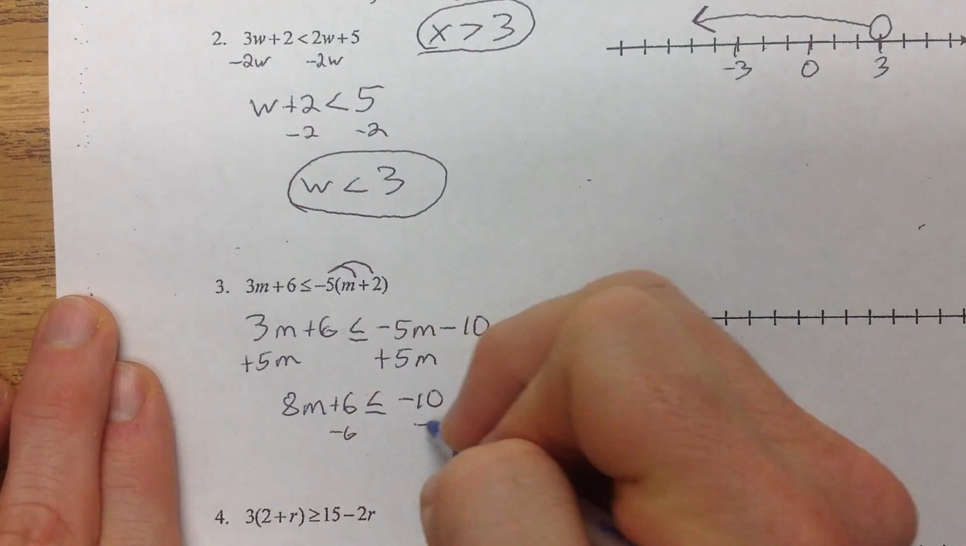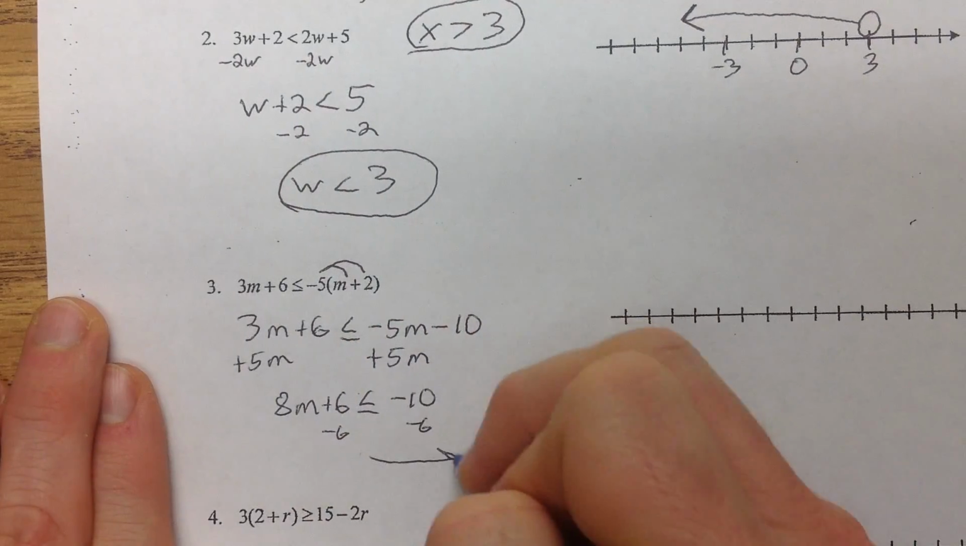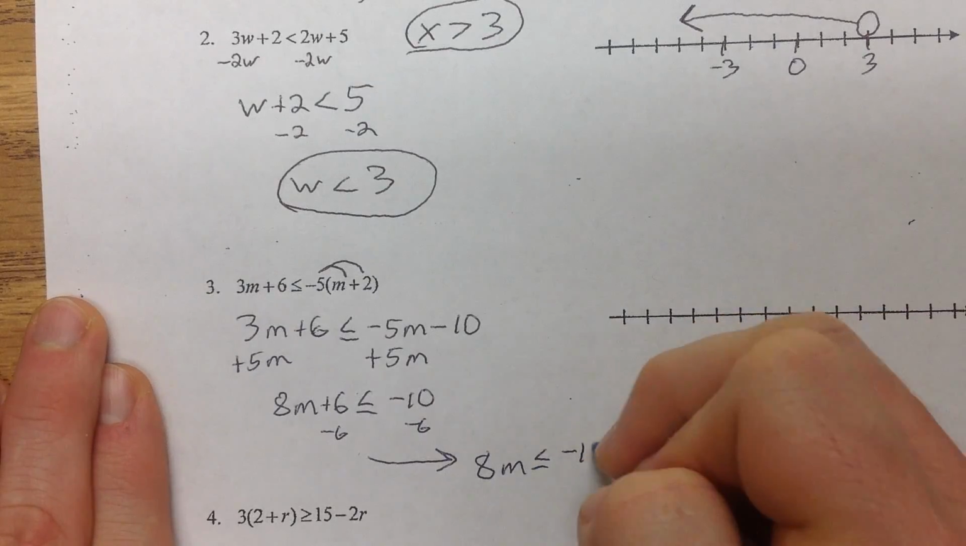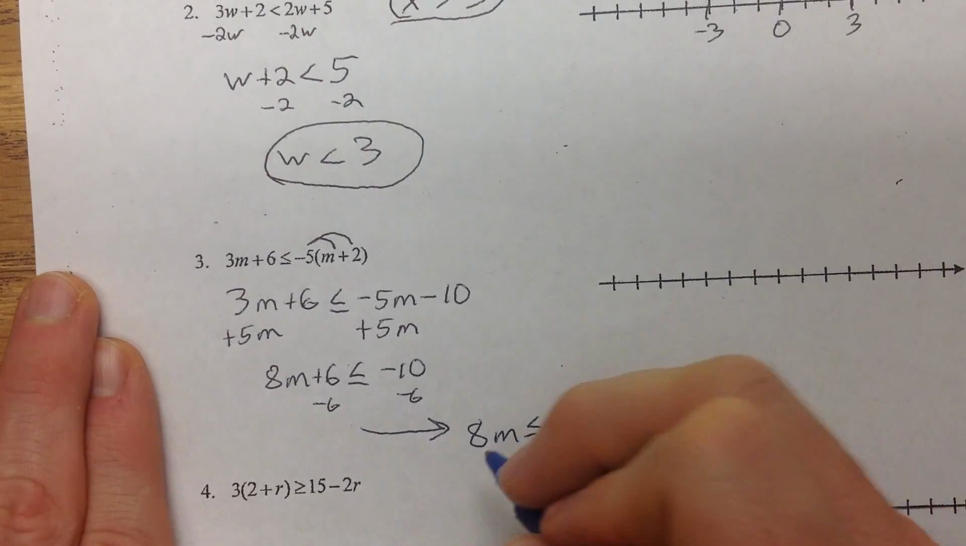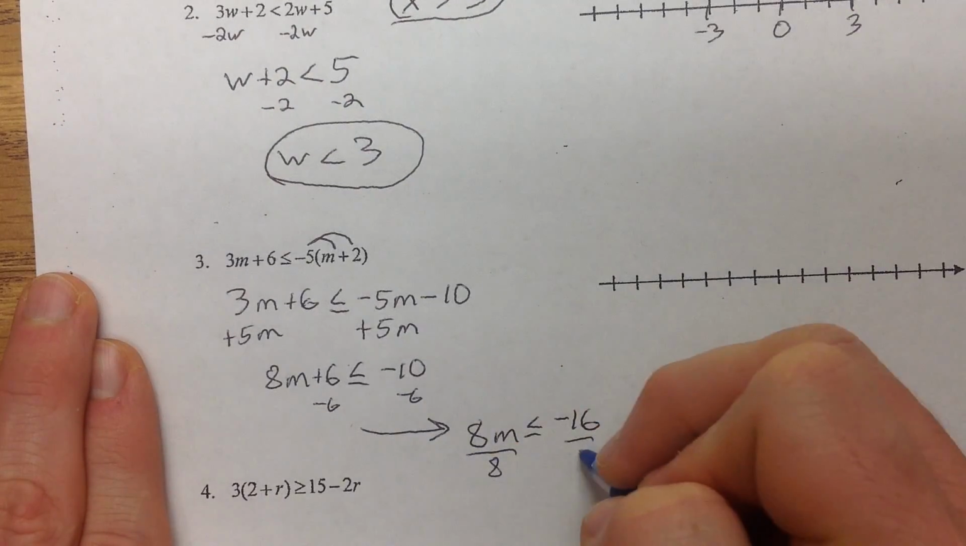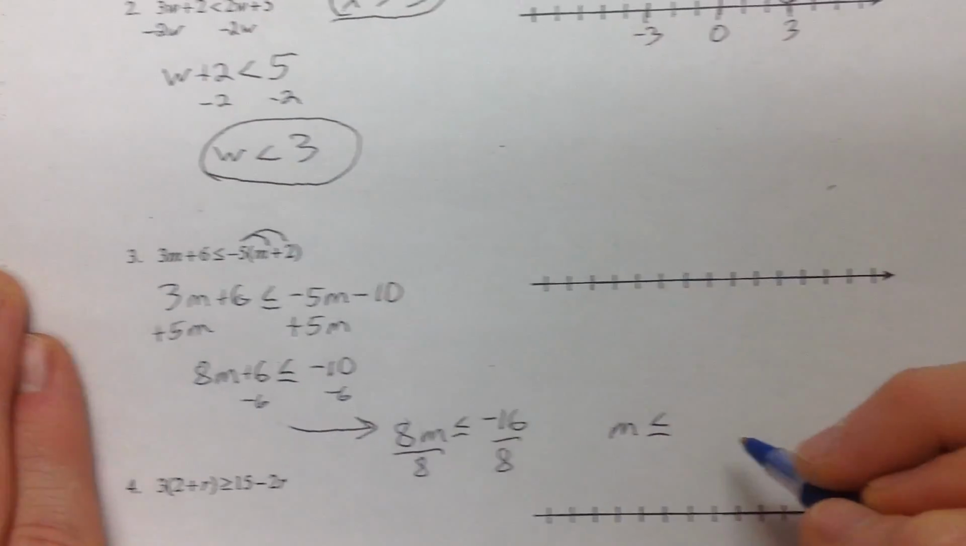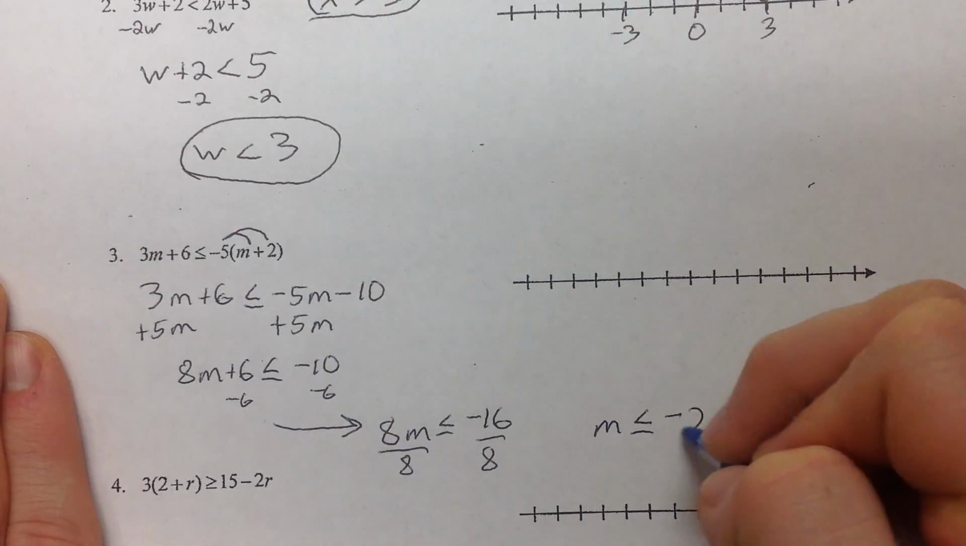Subtract 6 from both sides. I'll just go over here. 8m is less than or equal to negative 16. Divide both sides by 8. m is less than or equal to negative 2.